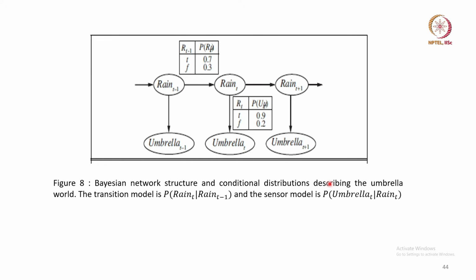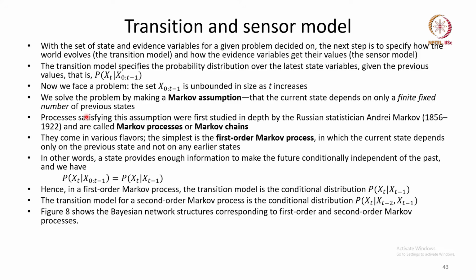So if you look at this figure here, this is the network structure for the umbrella problem. You have the transition model P of Rain_t given Rain_t minus 1. This is what we have here, and this is the conditional probability table. Then we have the sensor model here, which is P of Umbrella_t given Rain_t. So this is your Bayesian network structure which we are talking about here.